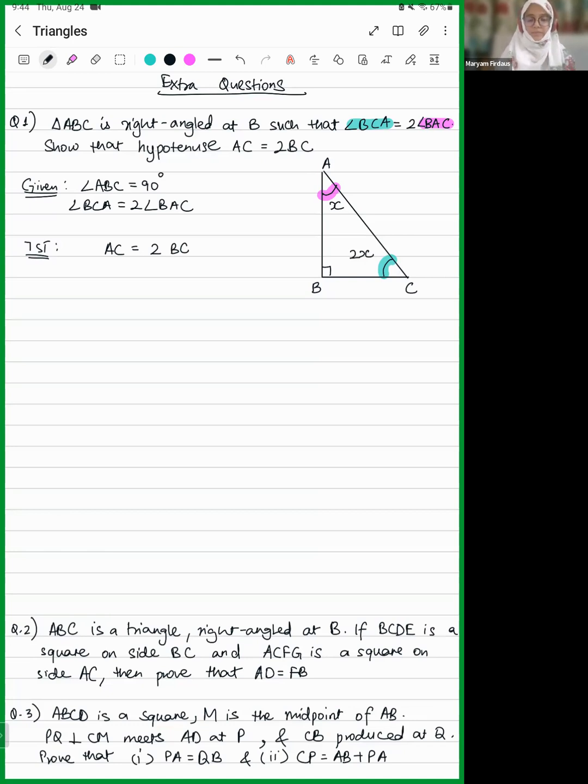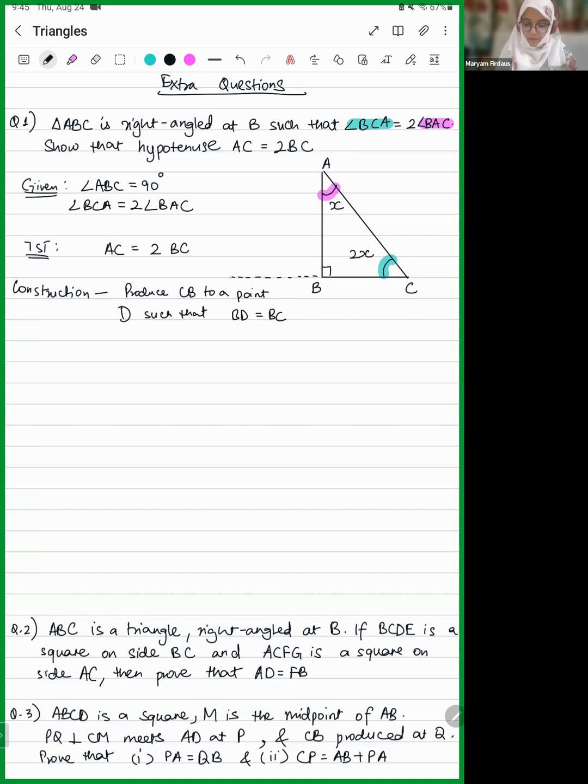Now what do we need to do here? We need to perform a small construction, and you have to write it like this. Construction: produce CB to a point D such that BD equals BC. Produce means to extend. So what does that mean? We are going to make a construction here, we're just going to draw a line by ourselves.